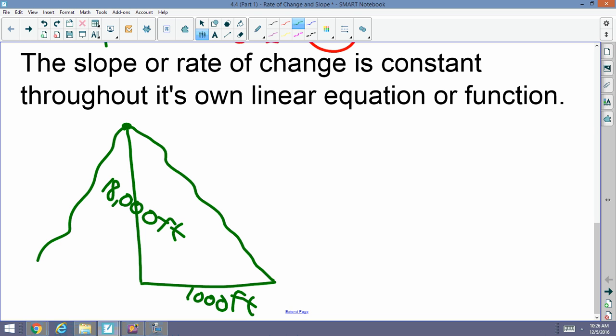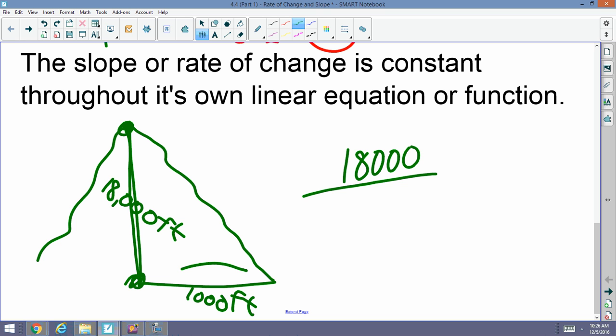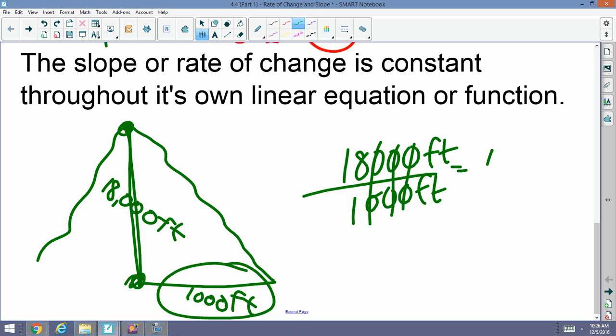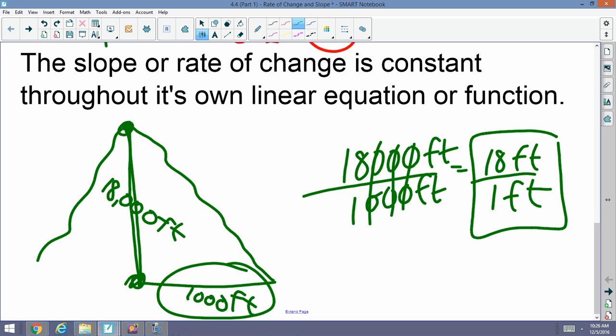Isn't this my vertical change? So you've got 18,000 feet. That's my vertical change over my horizontal change of 1,000 feet. Feet over feet. So I'm talking about 18 feet over 1 foot. This is now officially a rate of change because there are units. Now, what does this mean? And actually, I'm a fool. You're going down, so it's negative. Sorry.